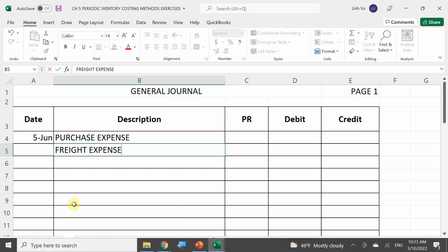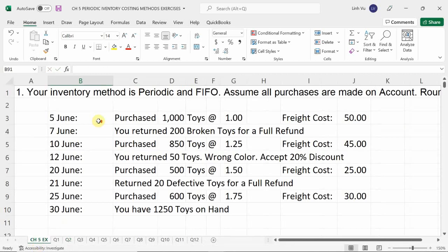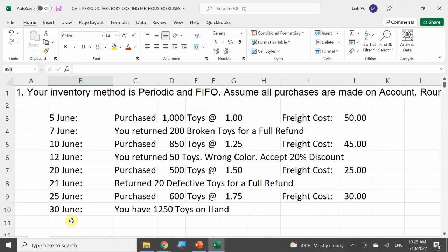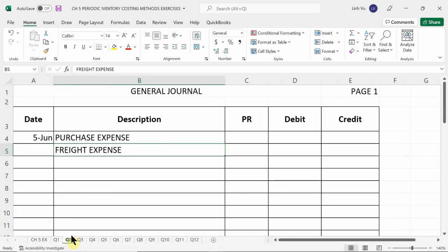All right, let's see. What did the question say? How did we pay for it? Does it say assume anything? Assume all purchases were made on account. So in this case, accounts payable. Good.